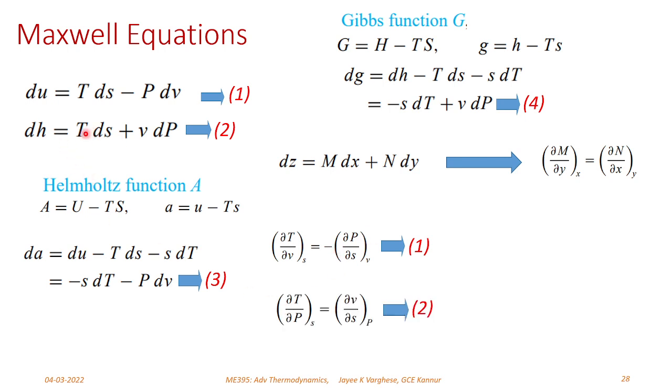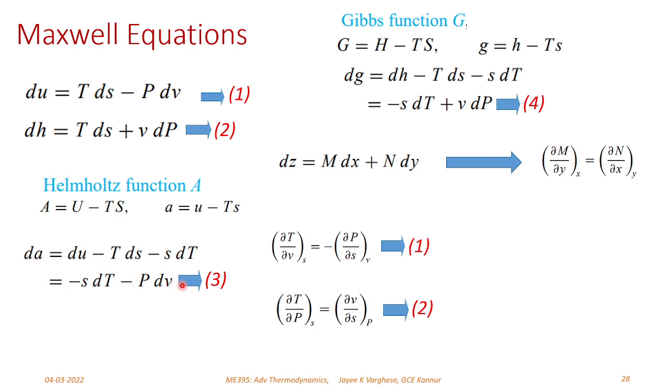So, ∂T/∂P at a constant S is equal to ∂V/∂S at a constant pressure. This is the second Maxwell relation. Now, the third equation is obtained from the definition of the Helmholtz function, dA = -SdT - PdV.